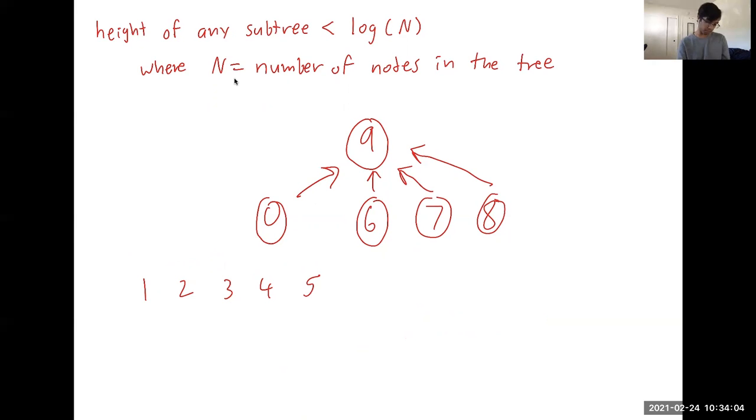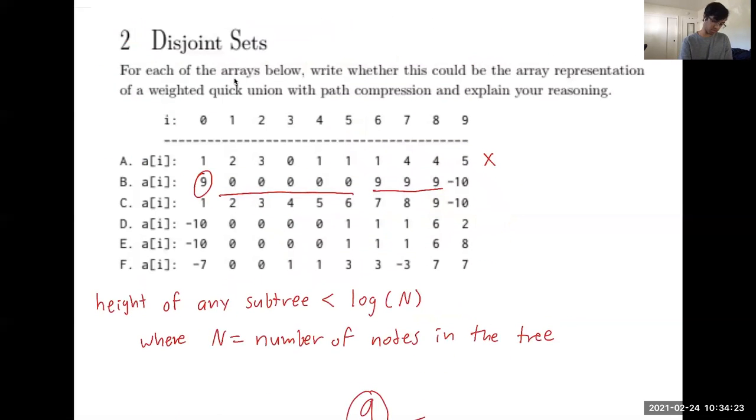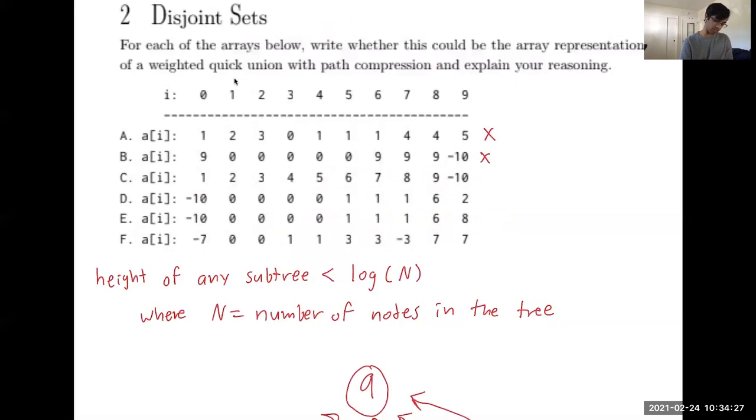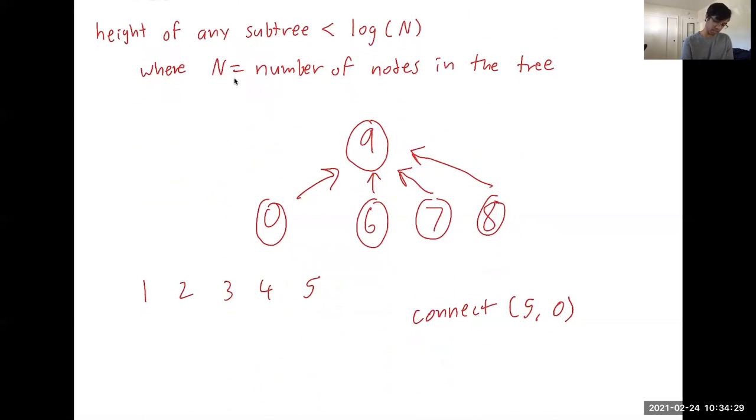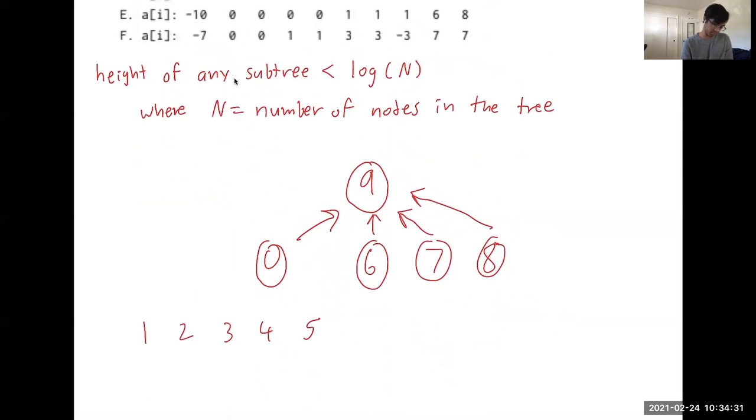In that case, let's say we now connect 5, 0. What we want is for this to look like the tree from before. But what would actually happen is, because of weighted quick union, we would connect 5 directly to 9, because we connect parents to parents. And so for that reason, 2 is also never possible, because we can't have subtrees that are larger than the tree itself.